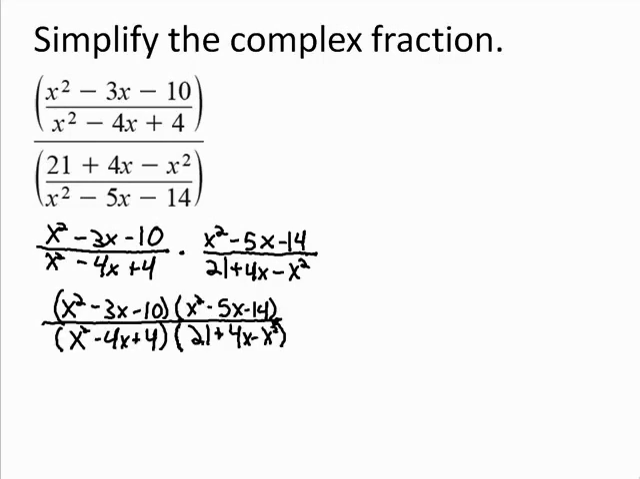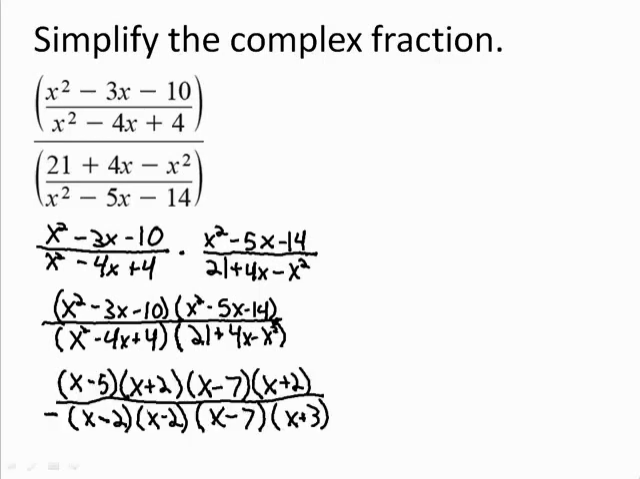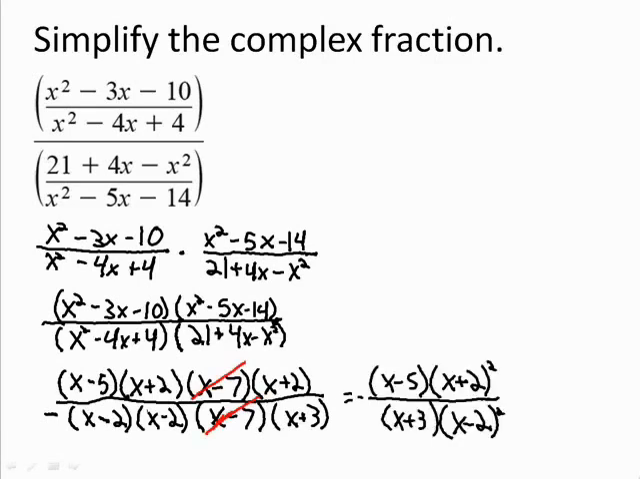X squared minus 5x minus 14 factors into x minus 7 and x plus 2. X squared minus 4x plus 4 factors into x minus 2 and x minus 2. 21 plus 4x minus x squared factors into negative 1 times x minus 7 times x plus 3. There is an x minus 7 in the numerator and denominator, so they cancel out. You are left with negative the quantity x minus 5 times the quantity x plus 2 squared, divided by the quantity x plus 3 times the quantity x minus 2 squared.